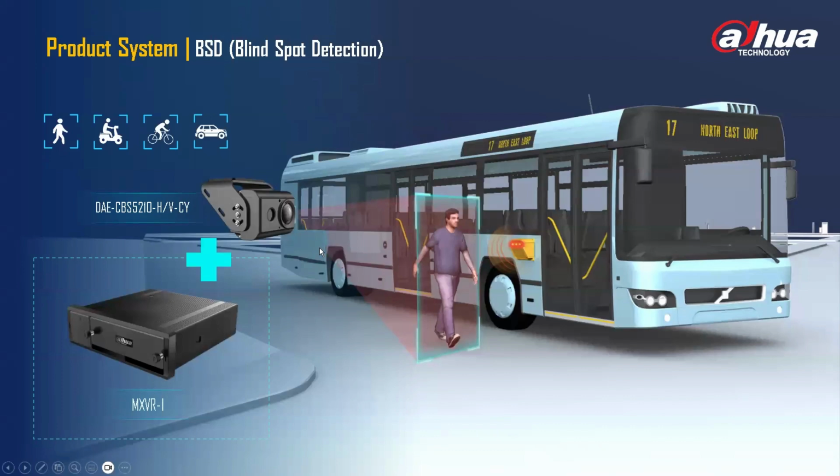Then we have the blind spot detector camera. This blind spot detector, the objective is mainly for big vehicles, buses, trucks. We install it on the side. Then it can tell us if there's an object approaching, maybe to prevent the driver from turning too fast or hitting objects. So it can detect humans, cyclists, motorcyclists, and then other vehicles.